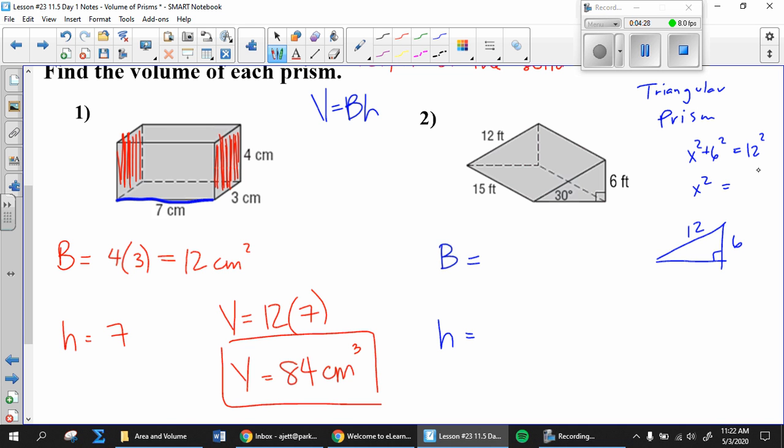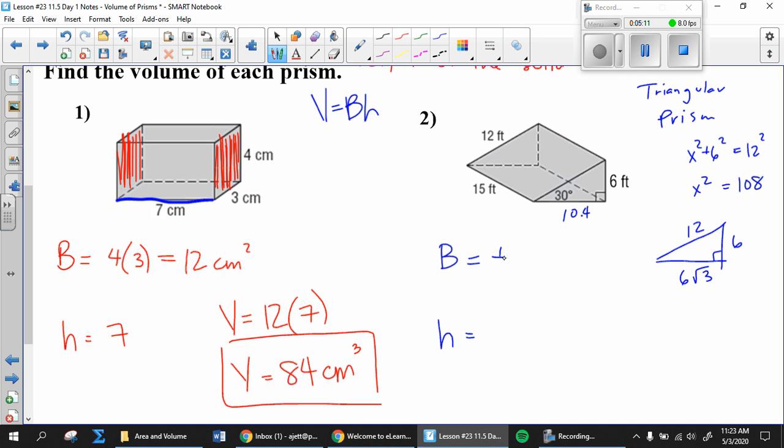So we get x squared equals 144 minus 36. So we get 108. And then we can square root that and simplify that. We're going to get 6 root 3. If you turn that into a decimal, if you just simply take square root of 108, you get 10.4 approximately. Okay, this 6 root 3 is going to give you an exact answer. This 10.4 is rounded, so it'll give you a little bit different.